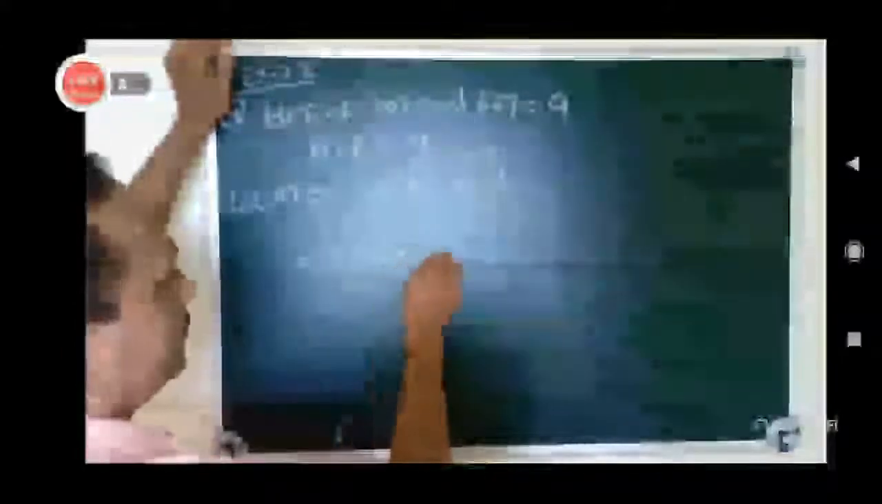So how can we find this? 9 ones are 9, 9 sevens are 63, 9 threes are 27. 306 into 73, we multiply it out. In this way we can find the LCM. This is the LCM of 306 and 657. Then another question, number 5.